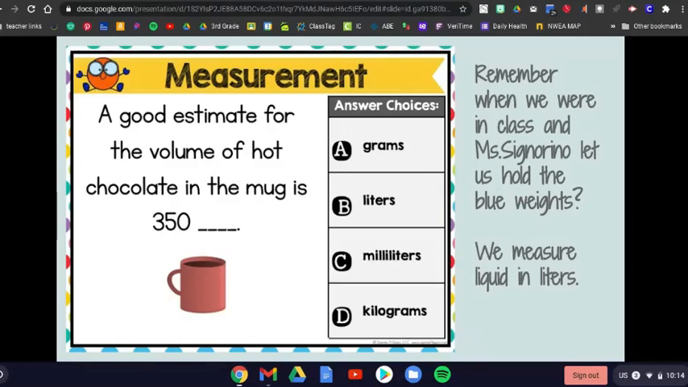When you go to the store and you buy those really big sodas for parties and stuff, those are 2 liters. So if a giant soda is 2 liters, my hot chocolate is 350 what? Liters or milliliters? Can you fit 350 bottles of soda in that little cup? No, of course not. So it has to be a smaller amount of liters. The correct answer will be C, milliliters, because it's a smaller amount.